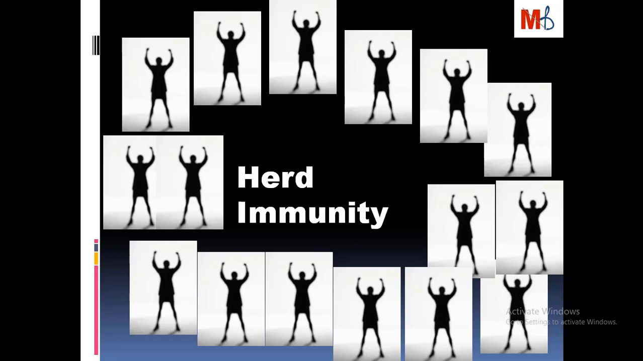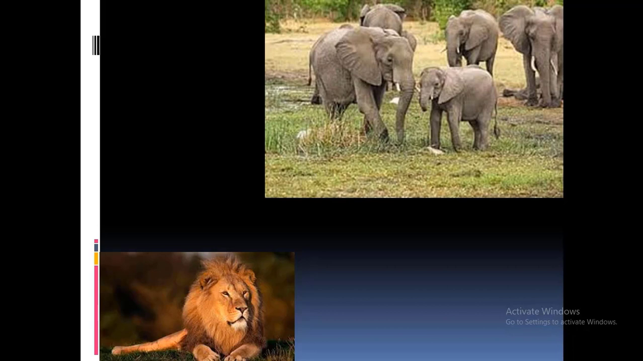Today I will talk about herd immunity. So let's see this. Here I have taken this picture. In this picture, this baby elephant is protected from the lion's attack when he is surrounded by these big elephants. That means he is getting the benefit of living in the herd. The same thing happens with herd immunity.